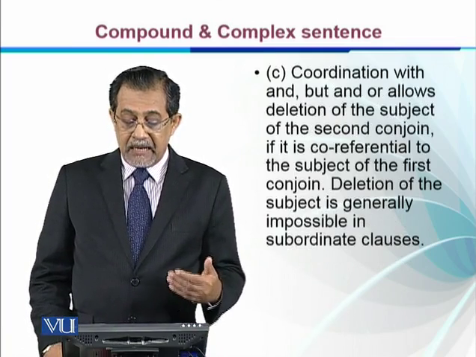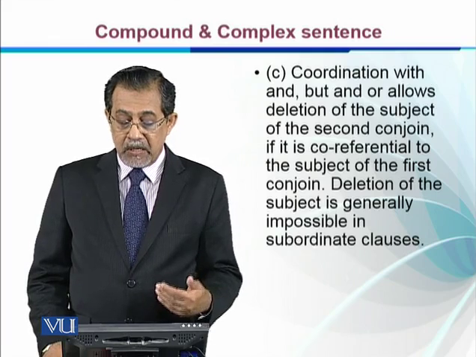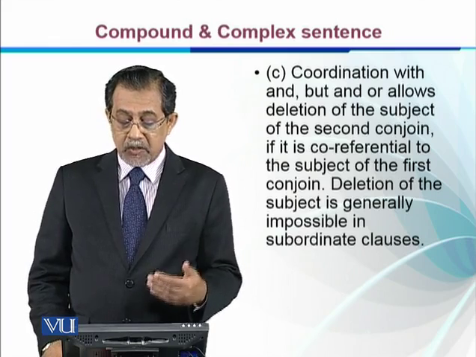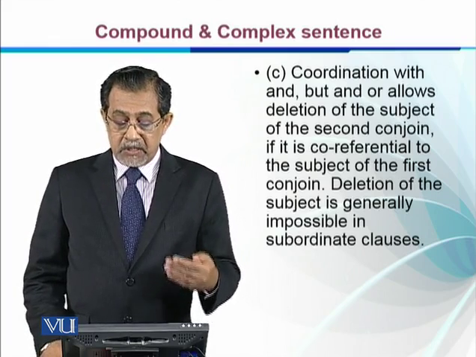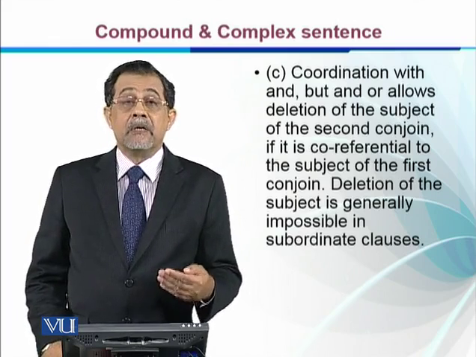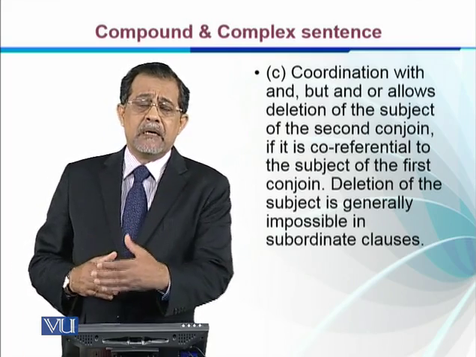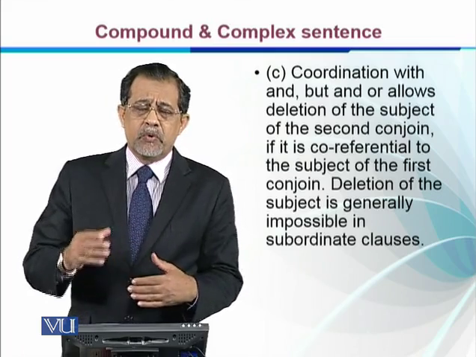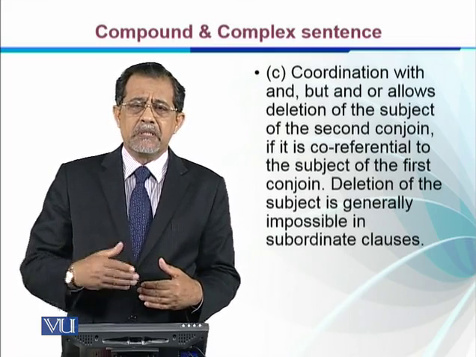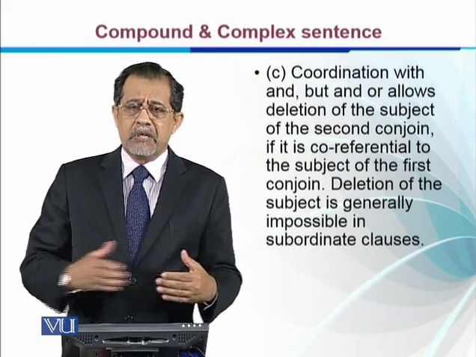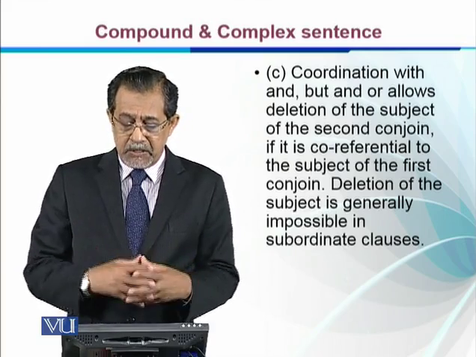Coordination with and, but, and or allows deletion of the subject of the second conjoin if it is co-referential to the subject of the first conjoin. For example, he plays cricket and reads as well. So the subject of the second clause is deleted. It was the same subject, so there was a co-referential relationship between them.